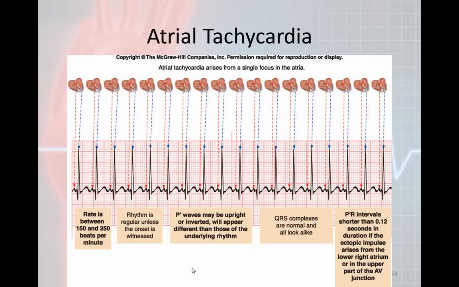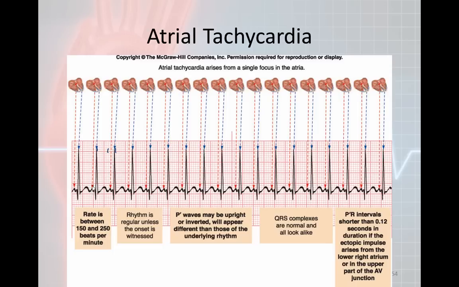So let's look at an example of an atrial tachycardia. As you can see, I got this out of a McGraw-Hill book because it was the best one I could find. As you see here, the atrial rate is between 150 and 250, and if you count out the QRSs here, you start here, 300, 150. So we'll say that this is over 150 right now.